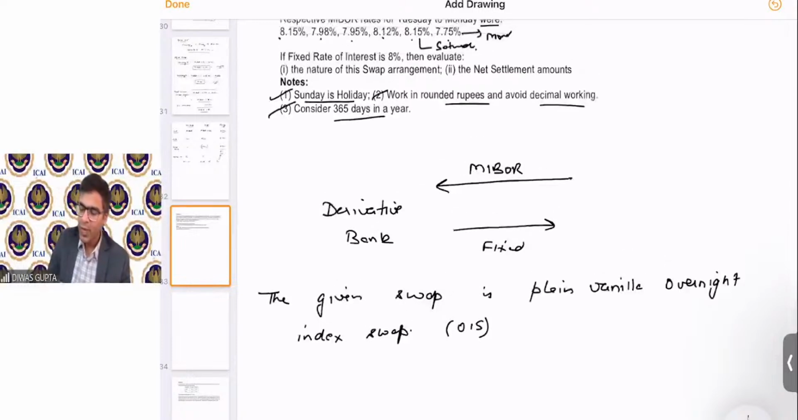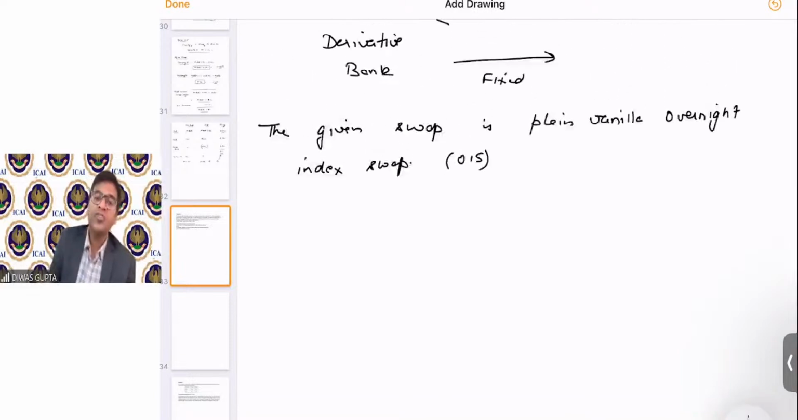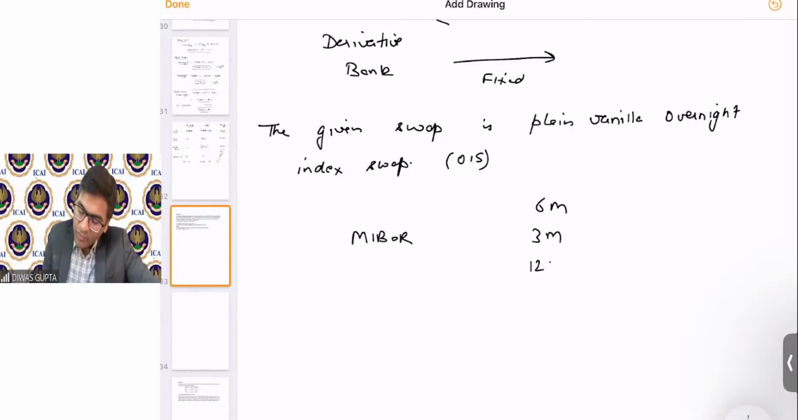So now the given swap is a plain vanilla overnight index swap. Now students, hear me out carefully. What is OIS? OIS is a very important index for any economy. As I said, MIBOR is there, right? But there is not only a single MIBOR, there are different MIBORs depending on the maturity. So there will be a 6 months MIBOR, a 3 months MIBOR, a 12 months MIBOR, and, let's say, a 9 months MIBOR.